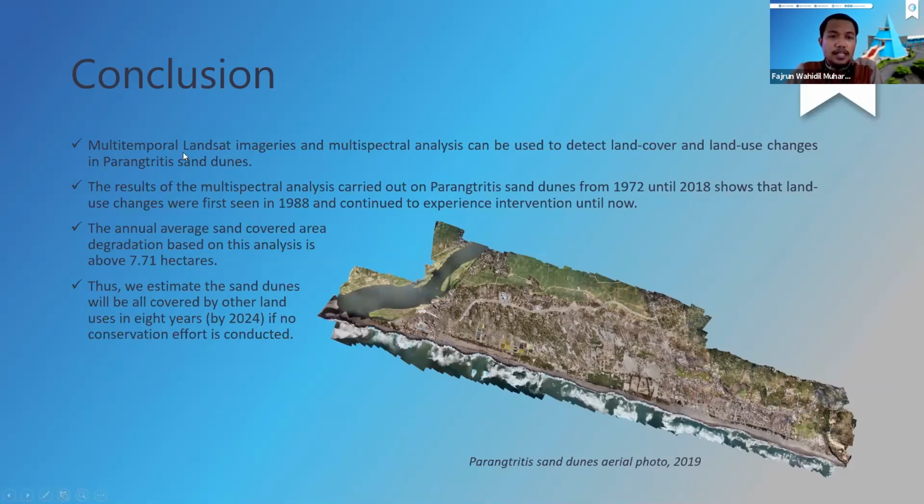So we conclude that the annual average sand dunes cover area degradation based on this analysis is about 7.71 hectares. So we estimate that the sand dune will be all covered by other land use in 8 years, or in 2024, if conservation effort is not conducted. So that is our conclusion of our analysis. Thank you.